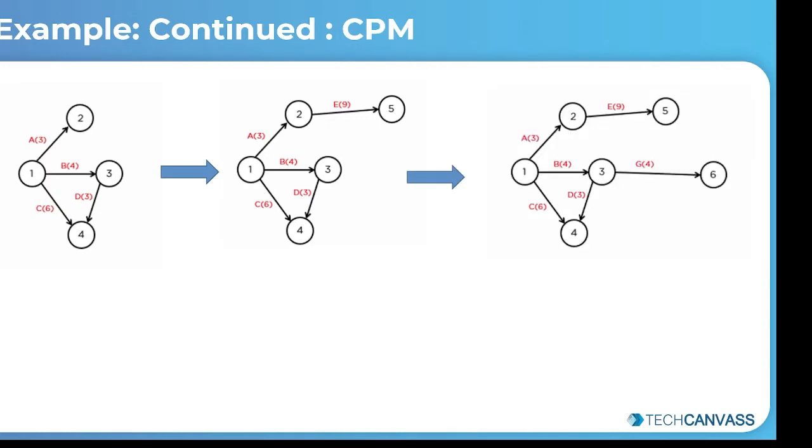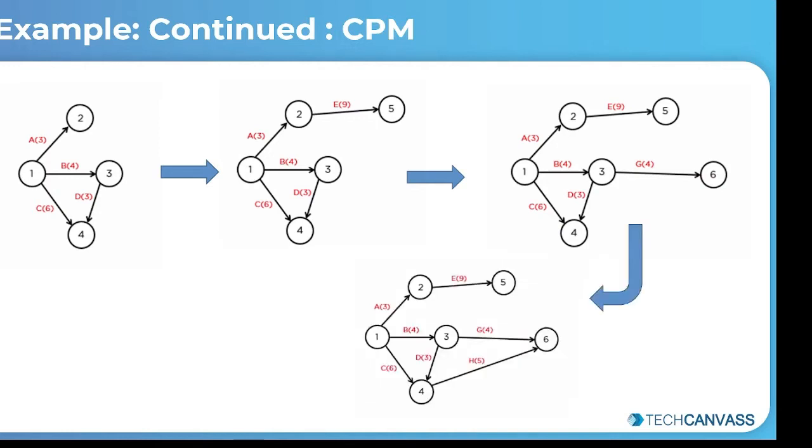As you can see, E and G are both independent and are not interrelated. Now, let's take a look at activity H. It is preceded by both C and D and will act as the immediate predecessor for K and L, along with F and G. So we can connect nodes 4 and 6 like this.